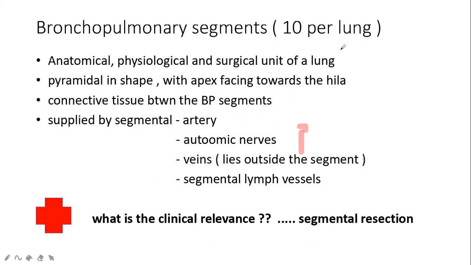Bronchopulmonary segments are 10 per lung, and they are the anatomical, physiological, and surgical unit of a lung. We'll explain this later. They are pyramidal in shape with the apex facing towards the hilum of the lung. That's very important. And there is connective tissue between the segments.